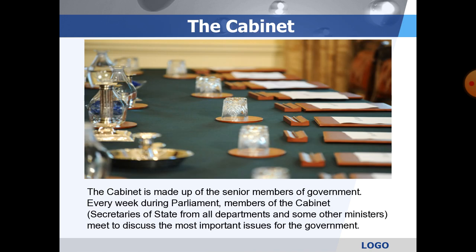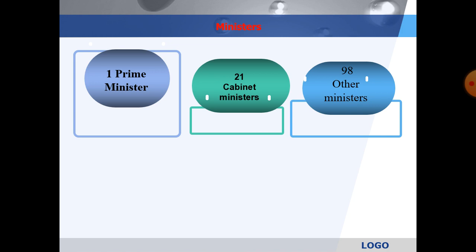The Cabinet. The Cabinet is made up of the senior members of government. Every week during Parliament, members of the Cabinet meet to discuss the most important issues for the government. Now, who is in the Cabinet?